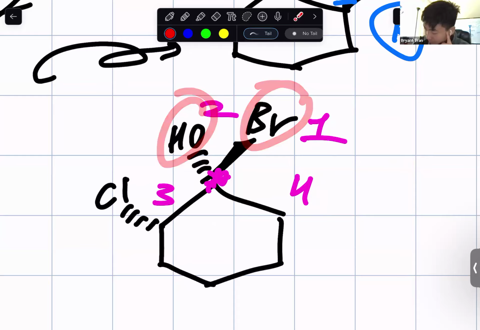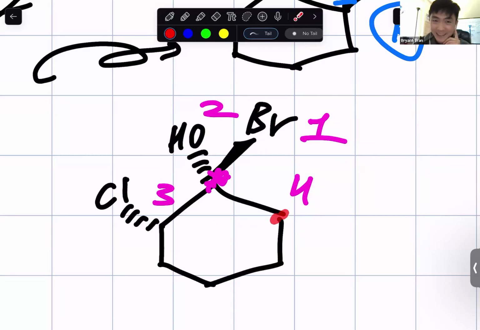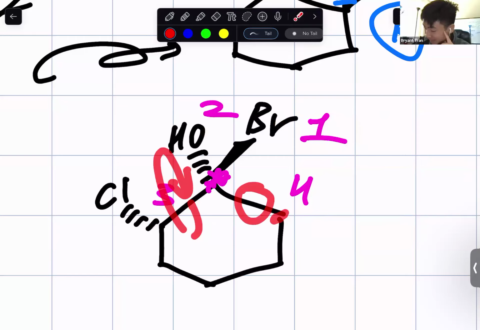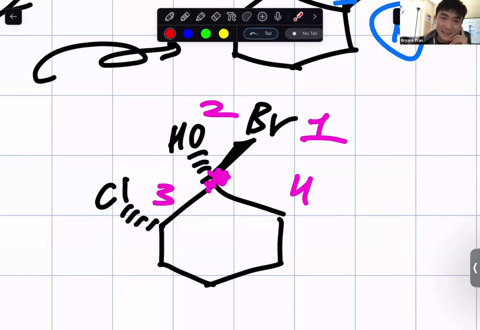Bromine, alcohol. That's a very good question, because you can't rotate this bond to make this into a dash. I have to look into that. I'm not too sure. I'm going to look into this.